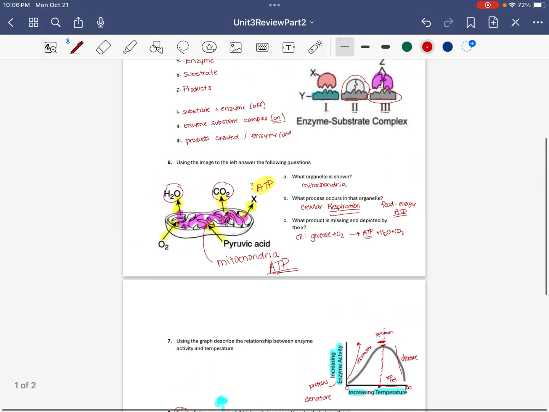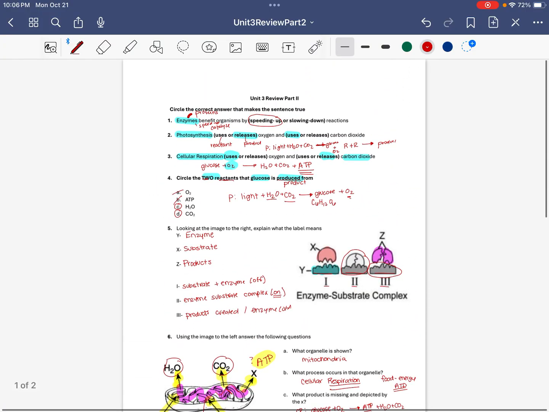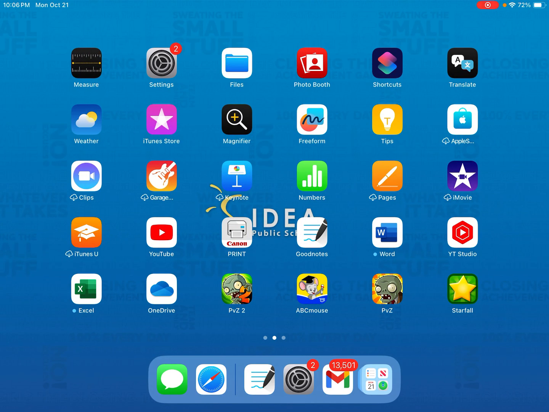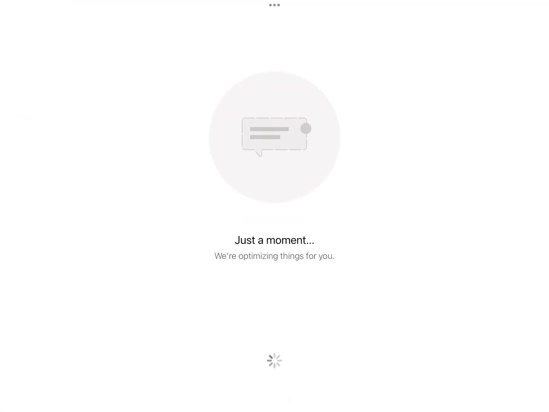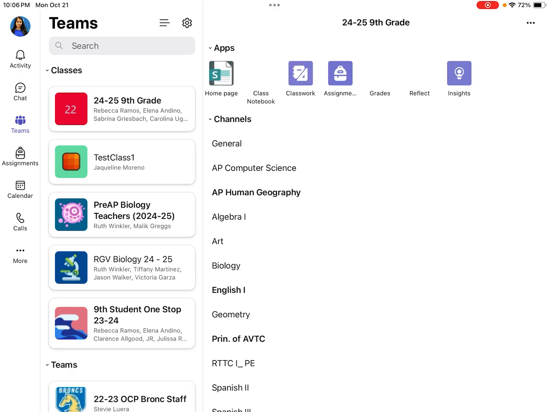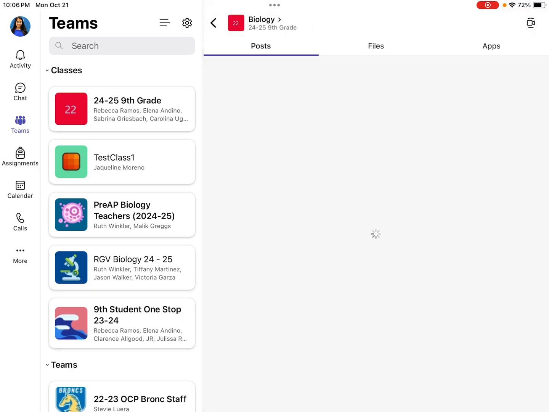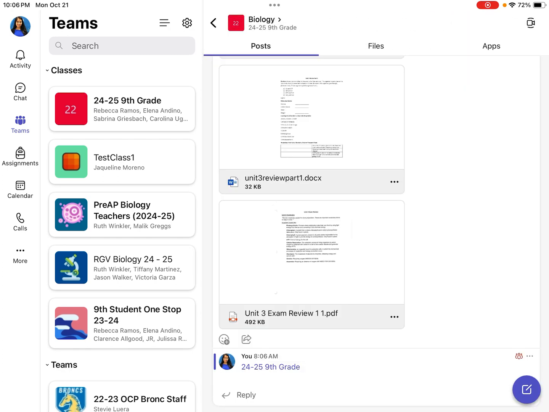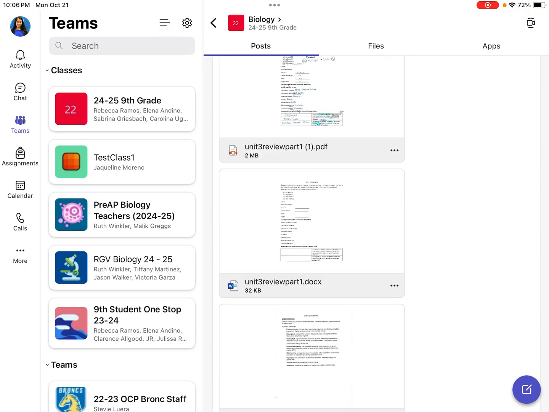It'll be posted in Teams. Again, please go to your Teams. Everything is there. If you haven't used it, sorry for all the apps, guys. So when you go into Teams, the team that you need to look at is the 9th grade team that I created. So 24, 25, 9th grade. Go under bio. And then under bio, you will see everything is posted there. So I post your exemplars.